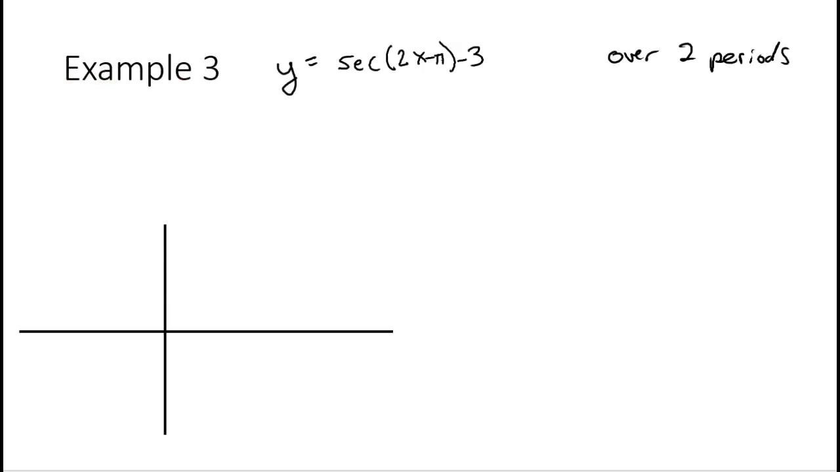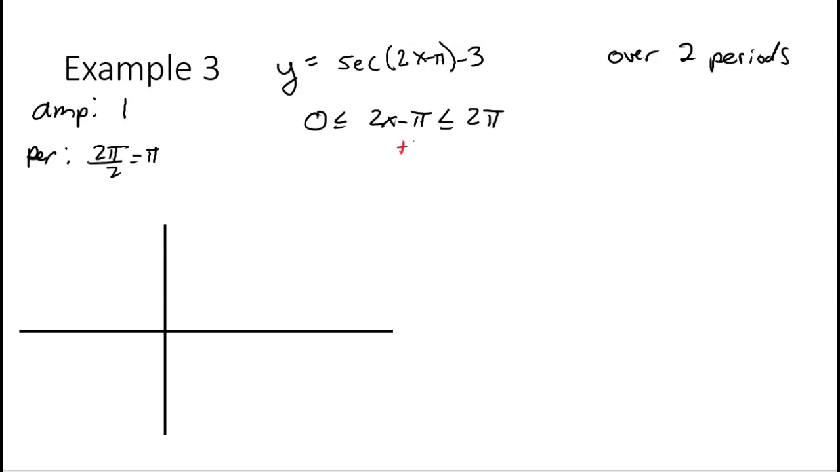Okay, so again, I don't have an amplitude, so nothing's really being stretched out. My period is 2 pi divided by 2, so my period is just pi, so that's my length, remember. I do have a horizontal change, so I do want to set this up using my inequality notation. So I'm going to add pi first to both sides, and I will get pi, a 2x, and a 3 pi.